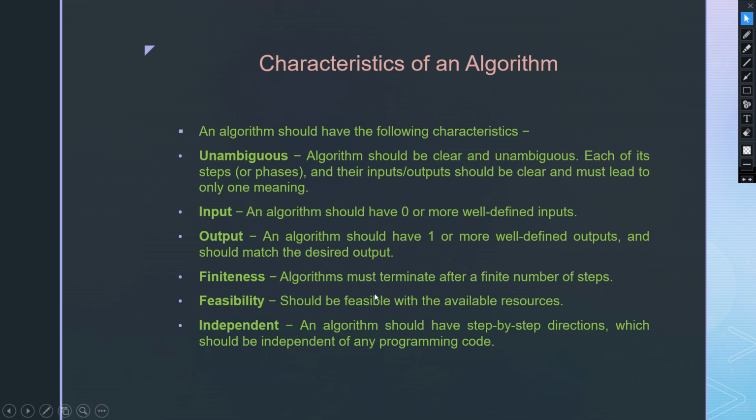Finiteness: an algorithm must terminate after a finite number of steps. If we implement a while(1) condition, there is no ending, and the algorithm will never terminate. So finiteness says that the algorithm must terminate after a finite number of steps. Feasibility: it should be feasible with the available resources. Independent: the algorithm should have step-by-step directions and should be independent of any program code.